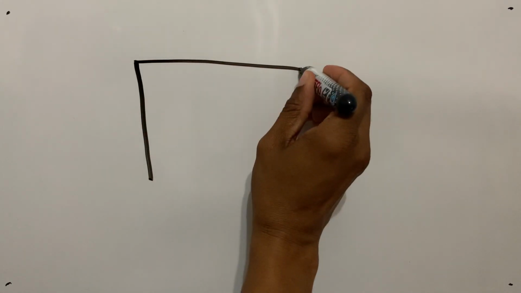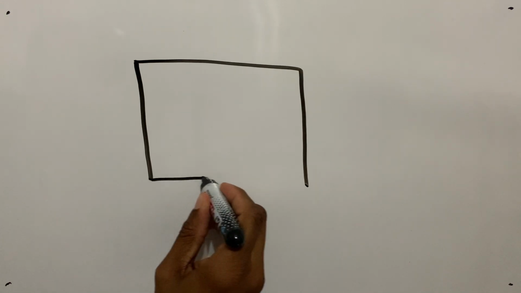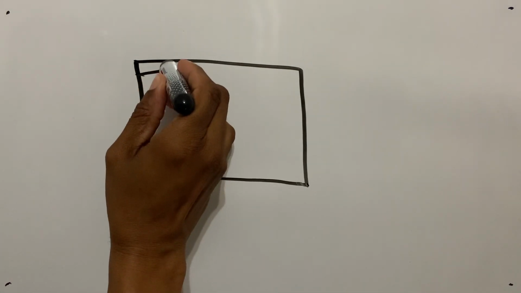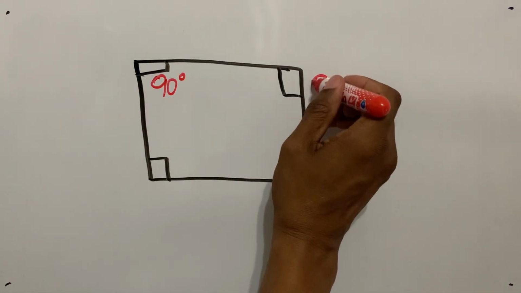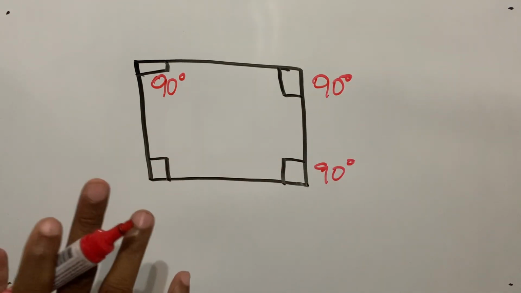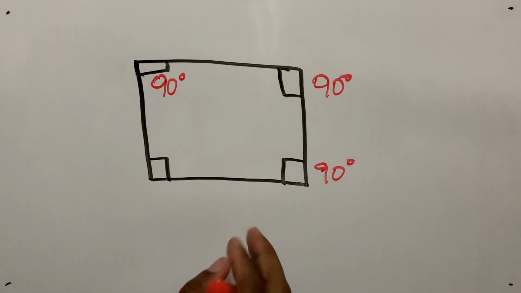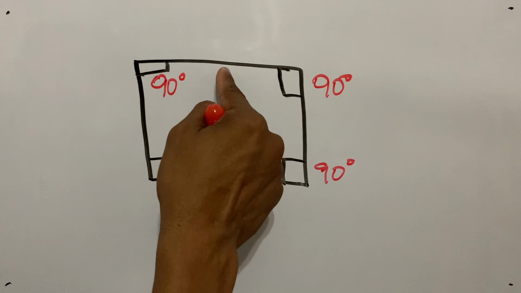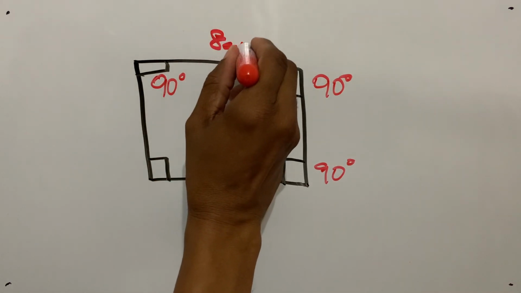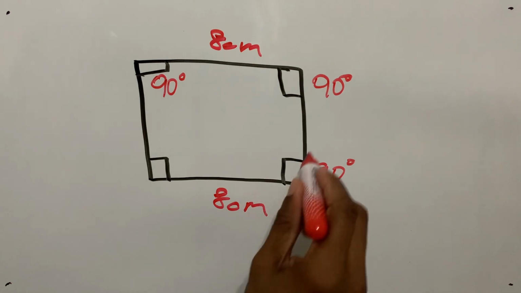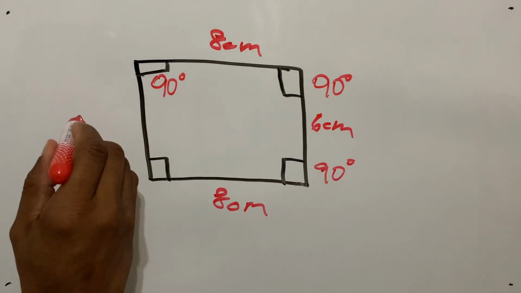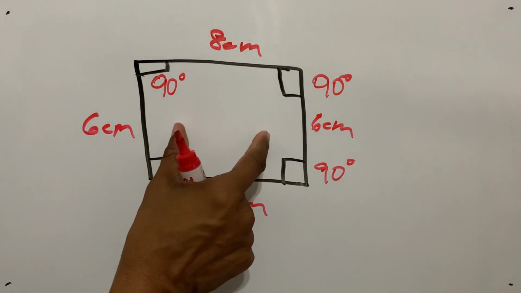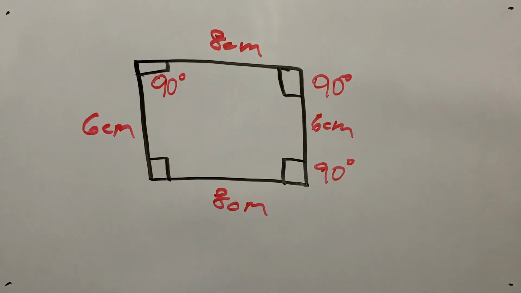Everyone knows this one. This is a rectangle, okay? All of these angles are equal to 90 degrees. So a rectangle is also a parallelogram. Why? Remember that the parallelogram has opposite sides parallel and equal in length. If this is 8 centimeters, this is also 8 centimeters. And if this is 6 centimeters, over here is also 6 centimeters. So a rectangle is also a parallelogram.